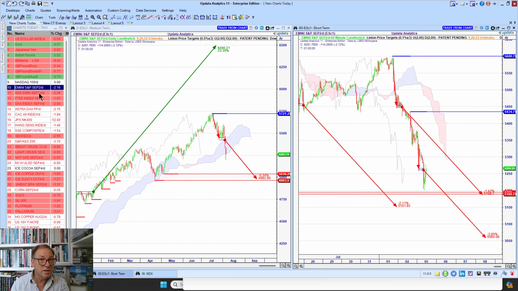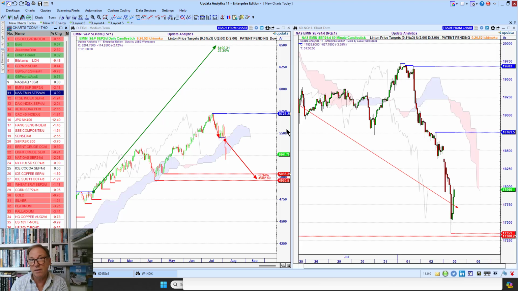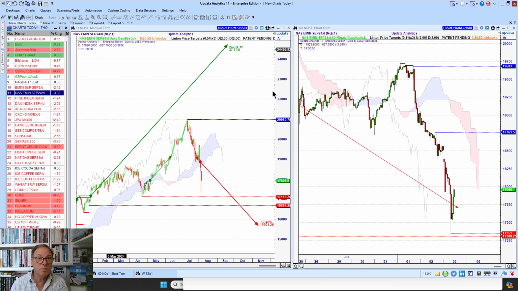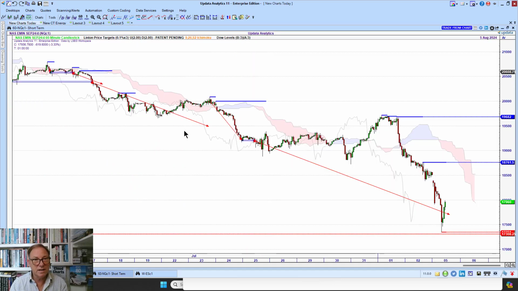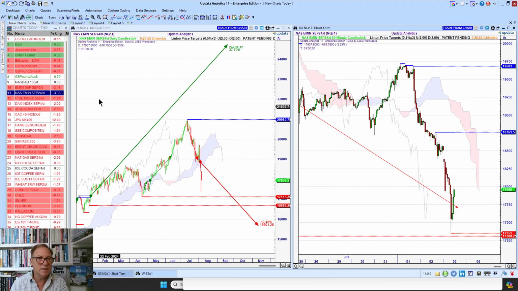whatever. So the Nasdaq future is down 3.4%, and again, downside targets given and met. So here we see the downside target given on the 25th of July, to happen on the 5th of August. We've gone a little bit past that this morning. So you really cannot ignore the fact that the targets are there.